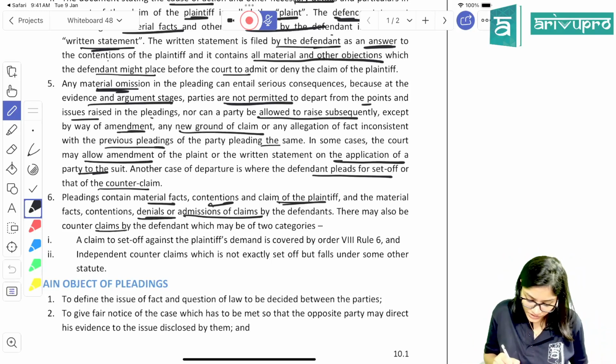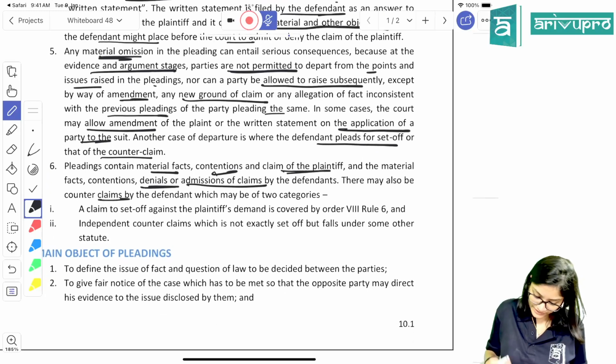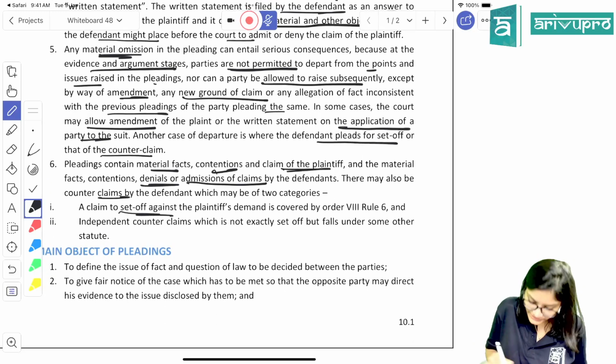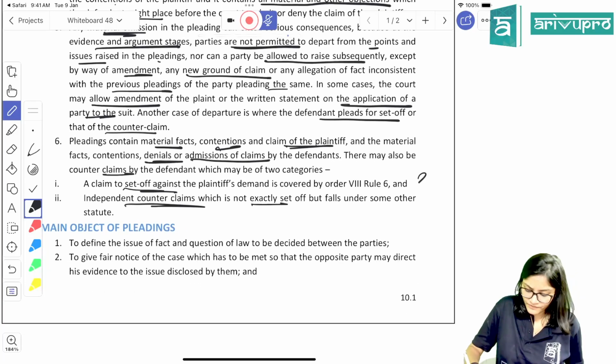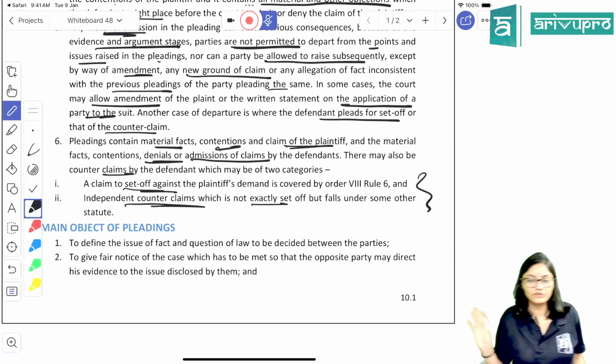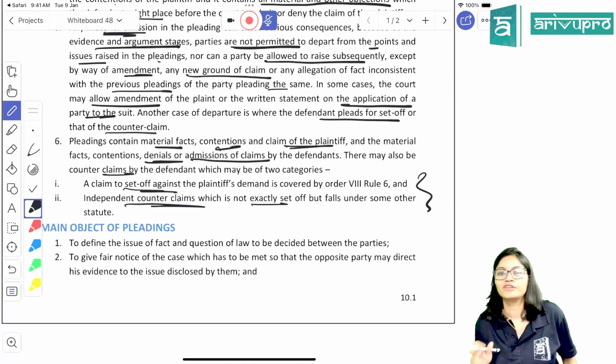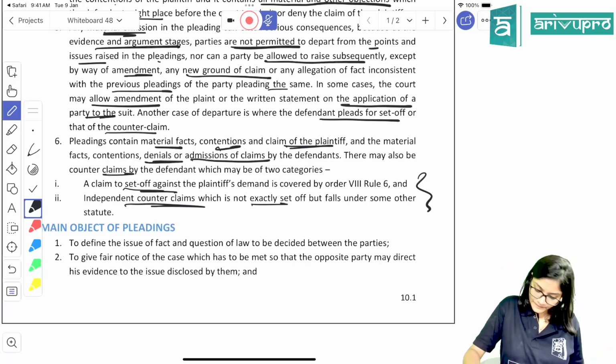There may also be counterclaims by the defendants, which may be of two categories. A claim to set off against the plaintiff's demand, and an independent counterclaim, which is not exactly set off but falls under some statute. This set off and counterclaim we are going to study. Ma'am, we know also, right?